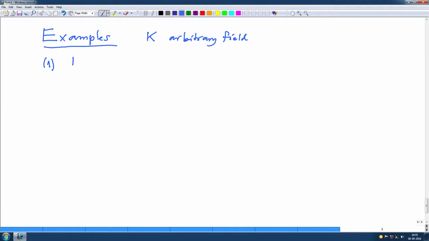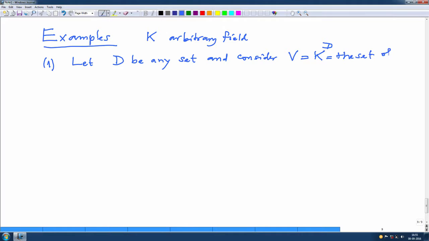Let D be any set, and consider the vector space V equal to K power D. Remember, K power D is all K valued functions on the set D. It is the set of all K valued maps on D, and our addition is component wise, scalar multiplication is also component wise.